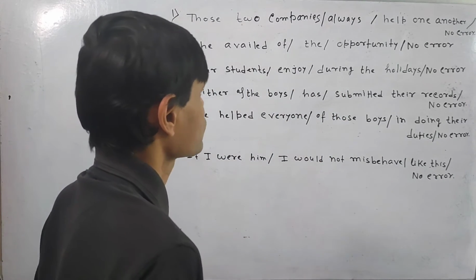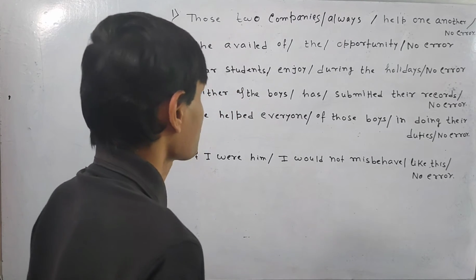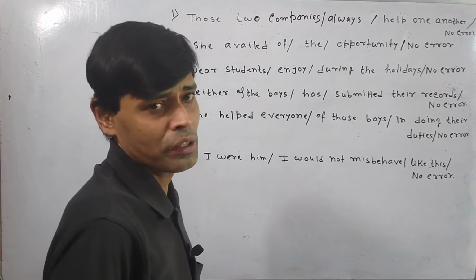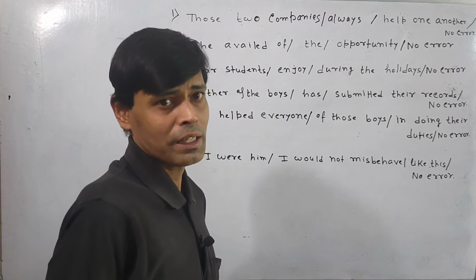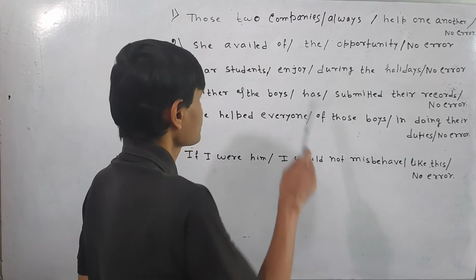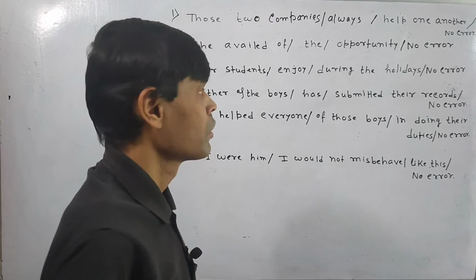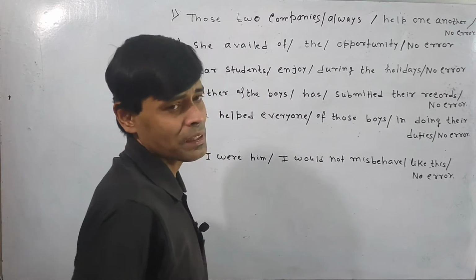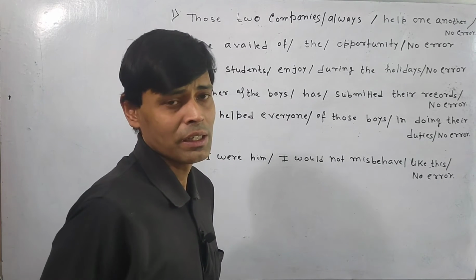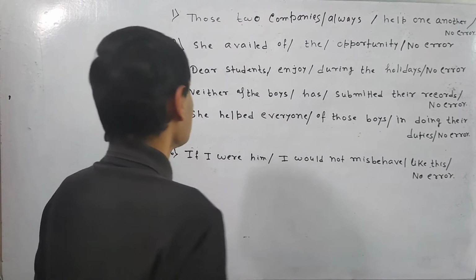Those two companies always help one another. Now be careful about one thing. Those is a kind of pronoun, particularly it is called the demonstrative pronoun. That means it demonstrates something. Two companies, you can say this is the subject, always called the adverb. Now whenever two persons, two things or objects are there, instead of one another, we should always use each other.